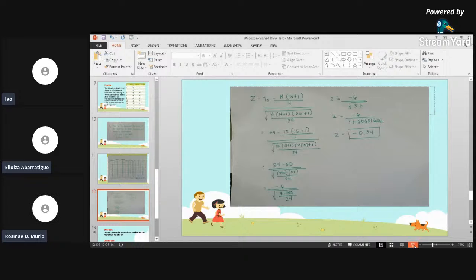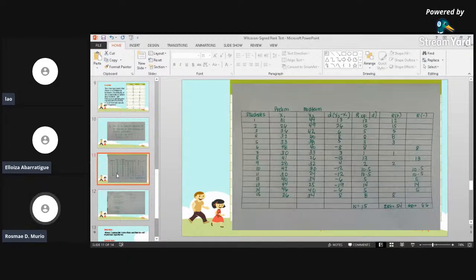Gagamitan na po natin sila ng formula na na-explain naman po ni Ma'am Lau kanina. Ang formula natin, Z is equal to TS minus n plus 1 over 4, divided by the square root of 2n plus n plus 1 over 24. Sabi nga ni Ma'am Lau kanina, ang TS is the smallest of the sums. Sinabi naman po ni Ma'am Lau na 54, binilogan ni Ma'am Lau.